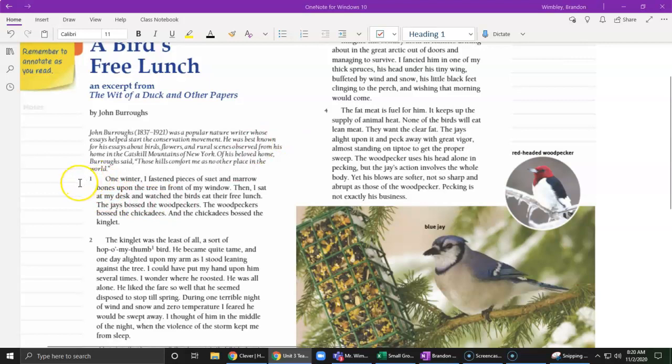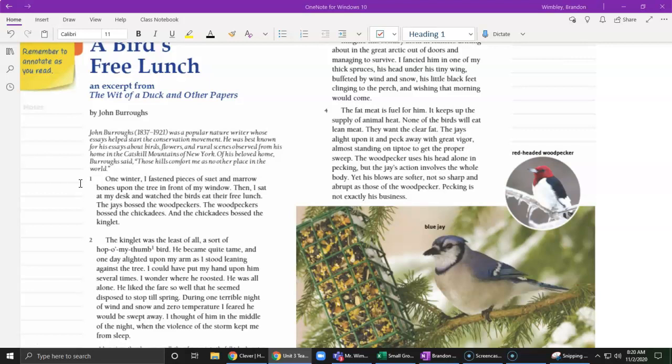One winter, I fastened pieces of suet and marrow bones upon the tree in front of my window. Then I sat at my desk and watched the birds eat their free lunch. The jays bossed the woodpeckers, the woodpeckers bossed the chickadees, and the chickadees bossed the kinglet.